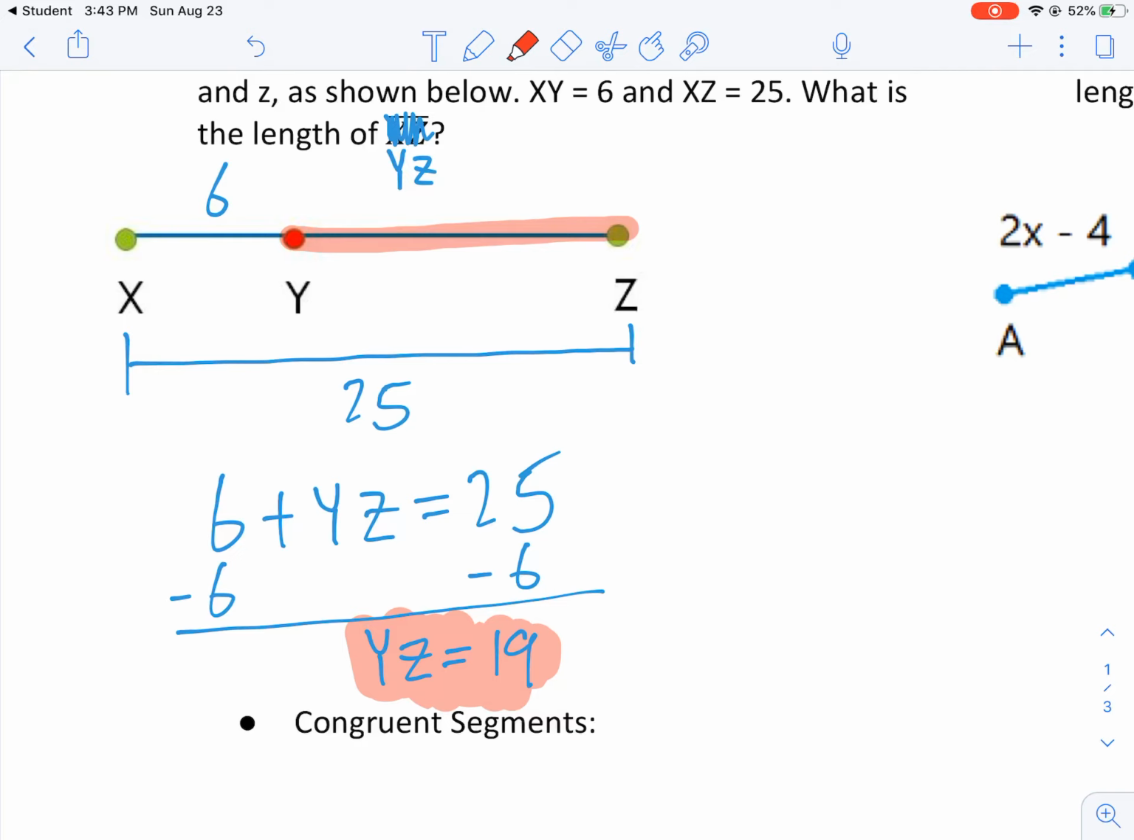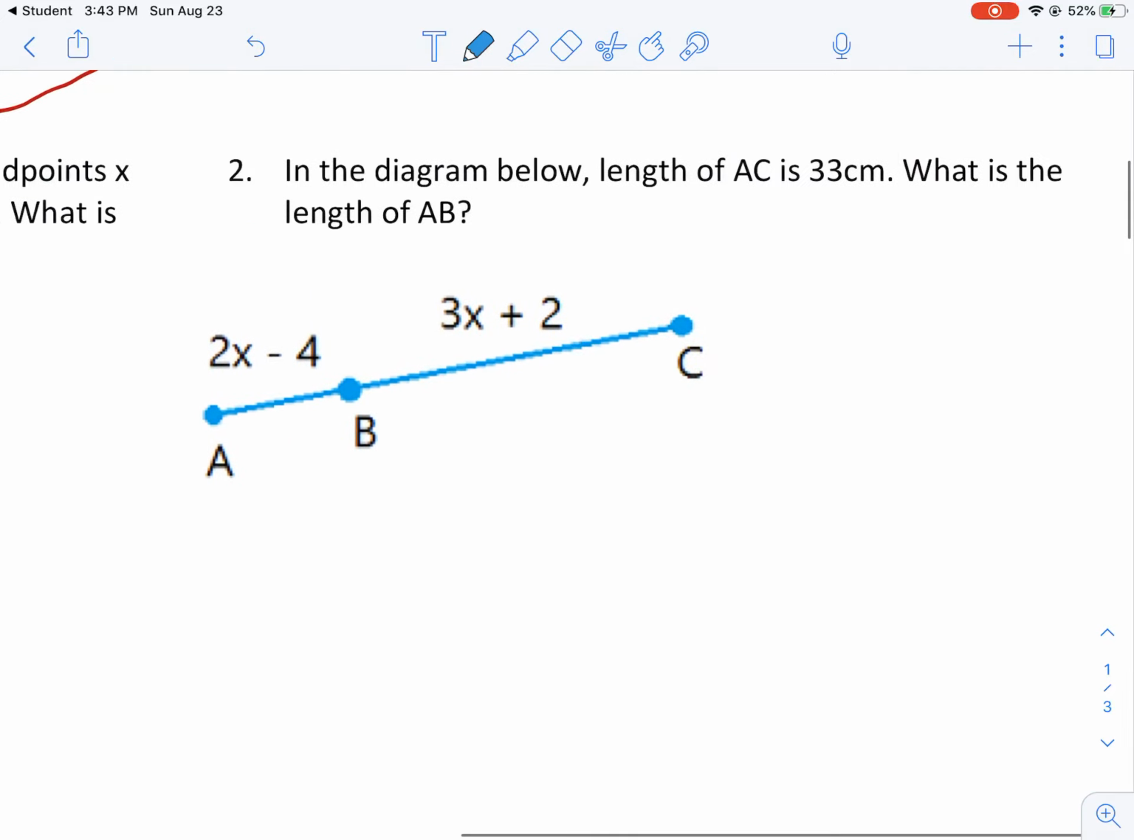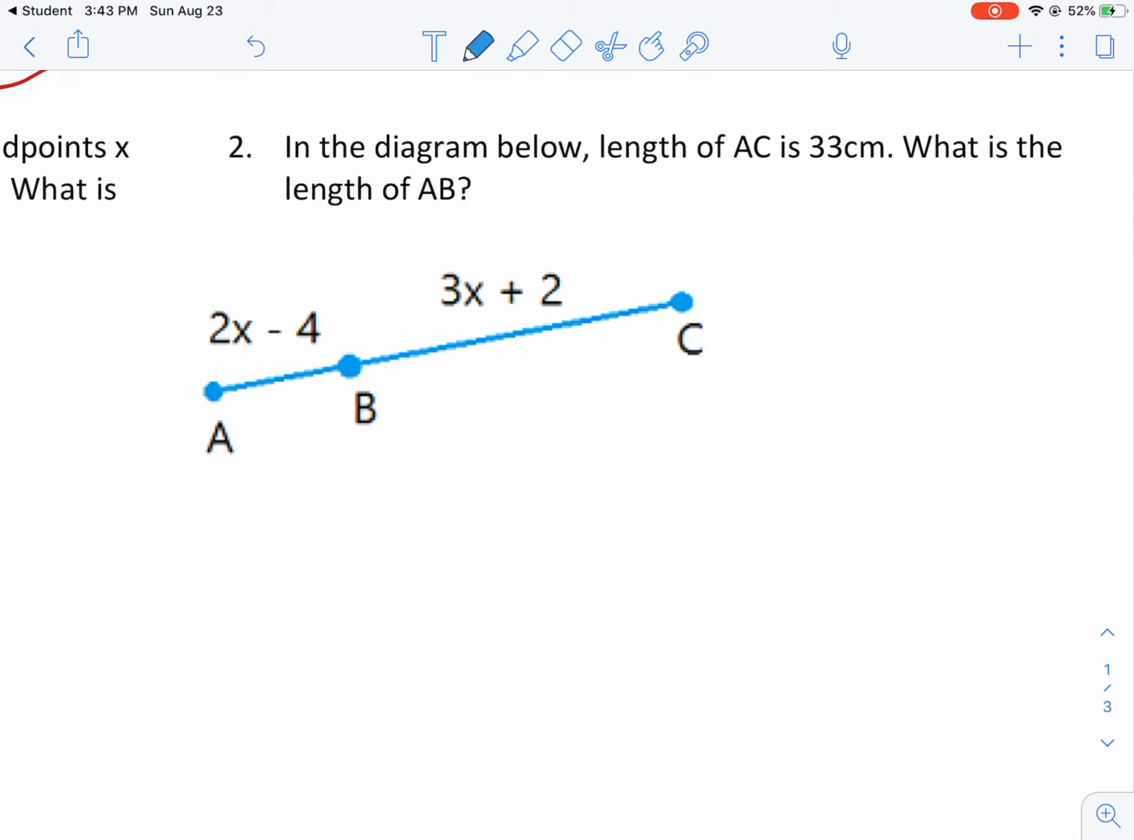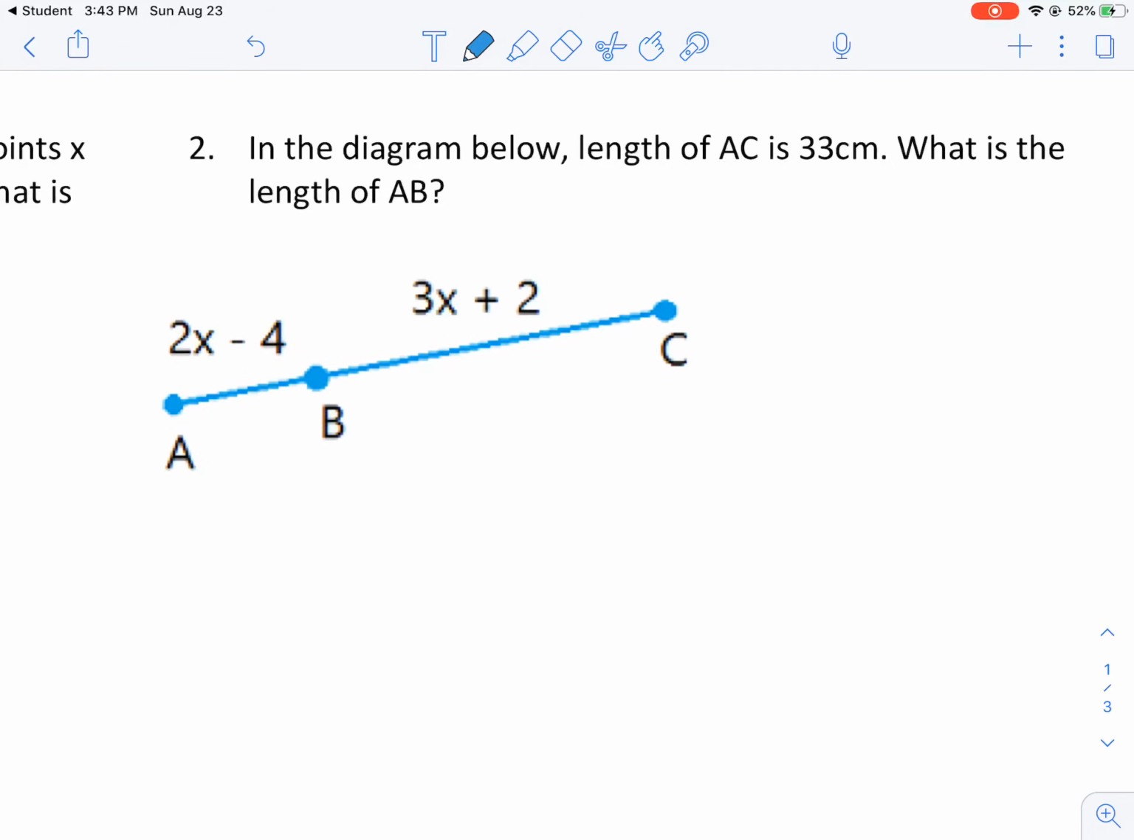So you can kind of see how this works. This was kind of an easy one. To make it a little bit harder, we can actually start introducing variables. This is why we started practicing solving equations earlier this week, because you're going to have to start doing it here. So for this question, it says, in the diagram below, the length of AC is 33 centimeters. So they told us the whole line segment is 33 centimeters. And then it asks us, what is the length of AB? So AB is this part right here.